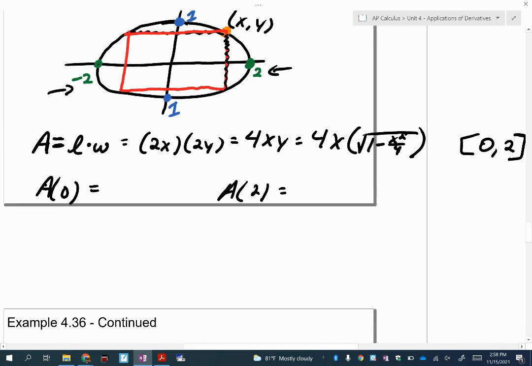So I get 4 times 0, which is 0. 0 squared is 0, 0 over 4 is 0, 1 minus 0 is 1. Square root of 1 is 1. But 1 times 0 is still 0. Plugging in 2, I get 8 in front. 2 squared is 4. 4 over 4 is 1. 1 minus 1 is 0. The square root of 0 is 0. But 8 times 0 is 0. So essentially my endpoints are not going to be my maximum area.